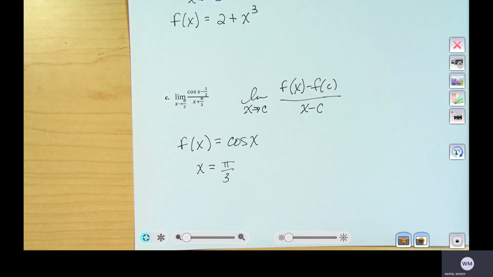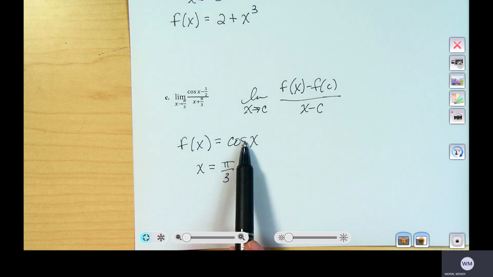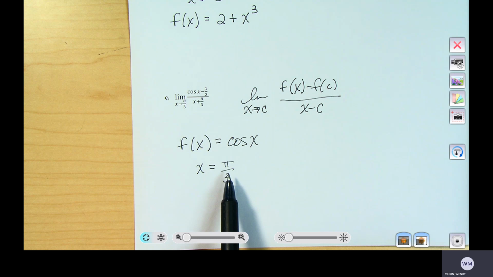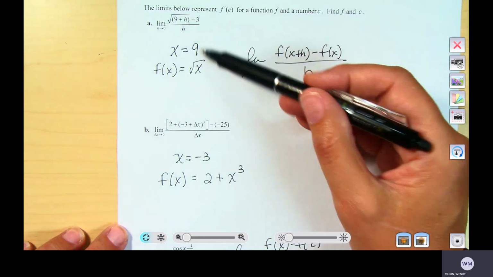So in the assignment, the directions will say, find the derivative. You are not going to find the derivative, you are just going to identify what the function is and what x value you would be finding the derivative at. But that's it. That's all you have to do for the assignment, is tell me these two things.